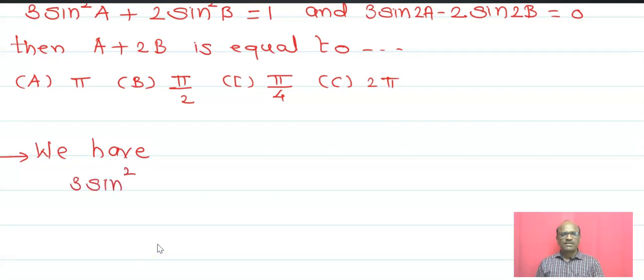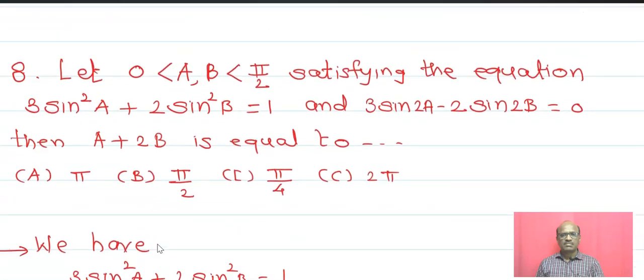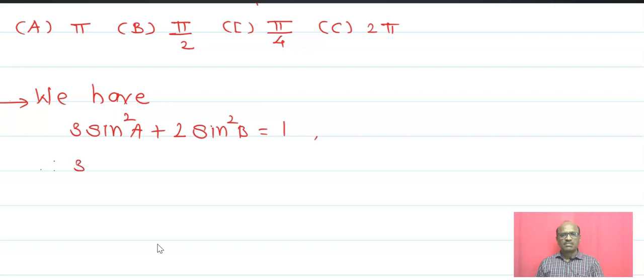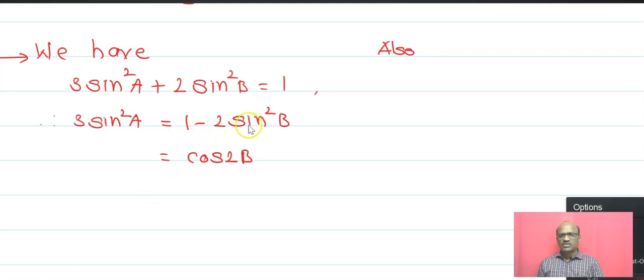We have 3 sin²A + 2 sin²B = 1. Therefore, sin²A = 1 − 2 sin²B, that is nothing but the cos of 2β. That is, 1 − 2 sin²B is nothing but the cos of 2B.